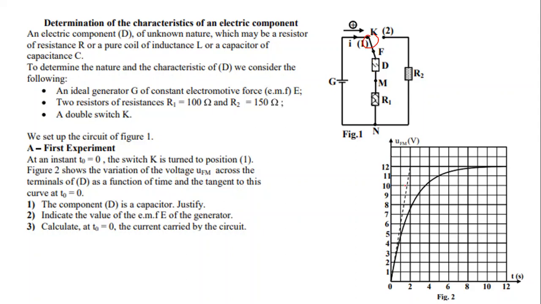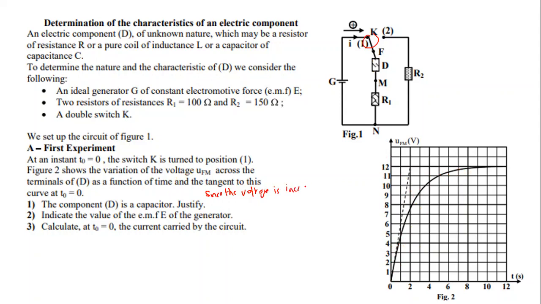And the figure 2 shows the variation of the voltage UFM across the terminals of D as a function of time and the tangent to this curve. The component D is a capacitor, justify. So as I see in the figure, the voltage is increasing from 0 to a limiting value, which is 12, so it's a maximum. This means it's a capacitor, so justify.